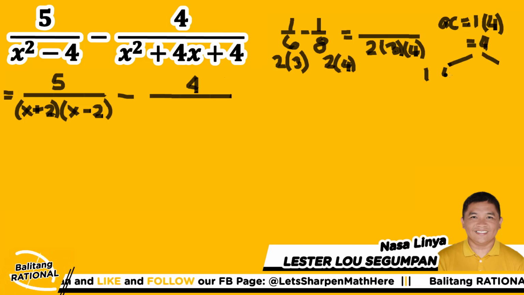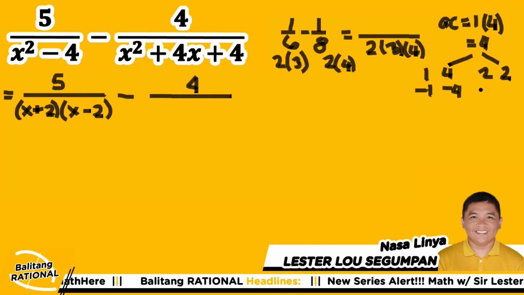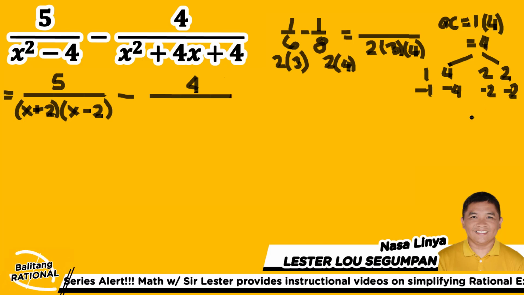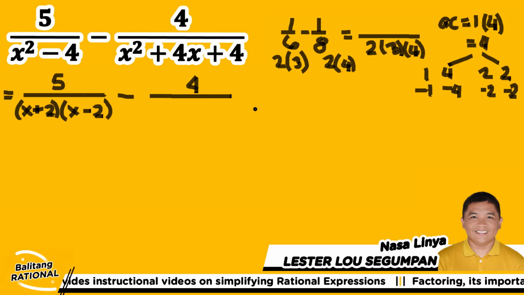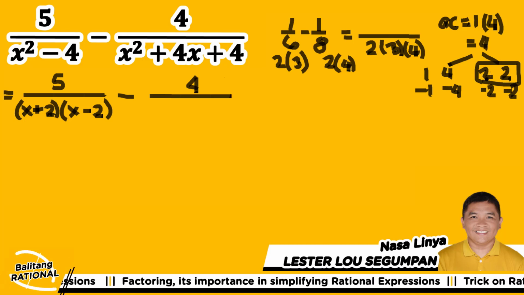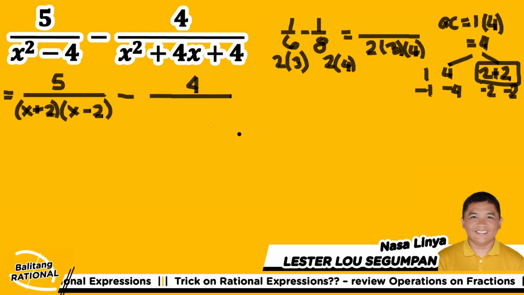We can have 1 and 4 as given. We could also try negative 1 and negative 4. Pwede din po yung 2 at saka 2, then yung negatives nila. These 4 pairs po, when multiplied by their partner, aabot po tayo sa ating AC, which is 4. But only one pair will result to our middle coefficient of positive 4, the coefficient of x in the middle term, and that is actually this pair here. 2 plus 2. When these 2 are added, you will get plus 4, the middle term, and 2 times 2, that's your AC.